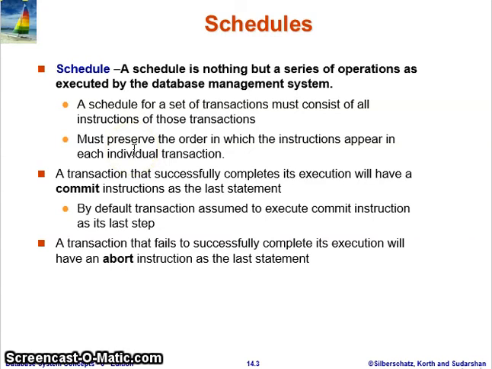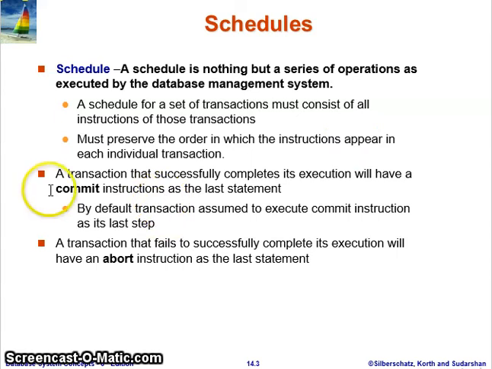The second property of a schedule says that it must preserve the order in which the instructions appear in each transaction. Suppose we are talking about transaction 1. If transaction 1 has 5 operations, then we always have to preserve this order: operation 1, operation 2, operation 3, operation 4, and operation 5. Operation 1 will execute first, then second, then third, then fourth, then fifth. We have to preserve this order of a transaction's operations.